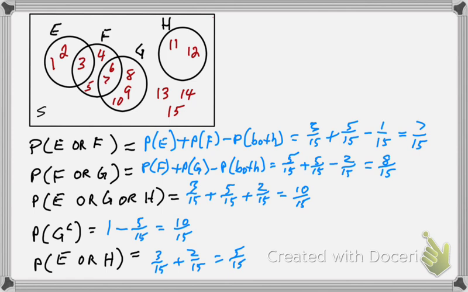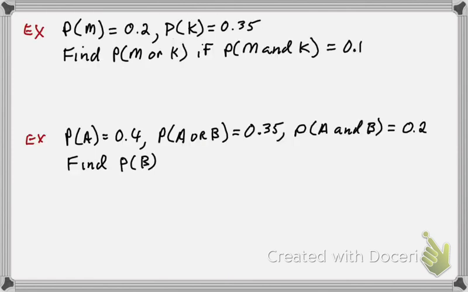Okay, slightly different twist here. The reason I put this in here is because the homework has some questions like this. So let's map out what they gave us. I'm looking at this. I've got the probability of M, the probability of K. They want me to find the probability of M or K, and they're giving me this out here, which indicates what? The overlap. When it says M and K.